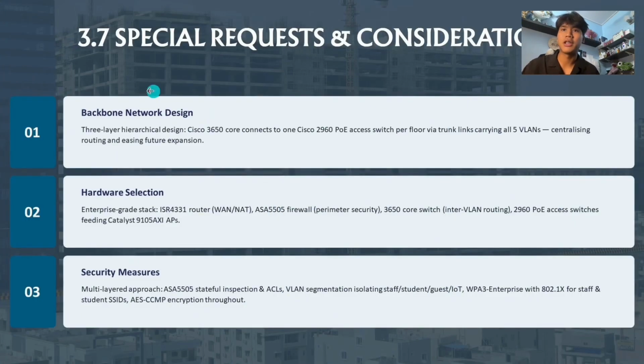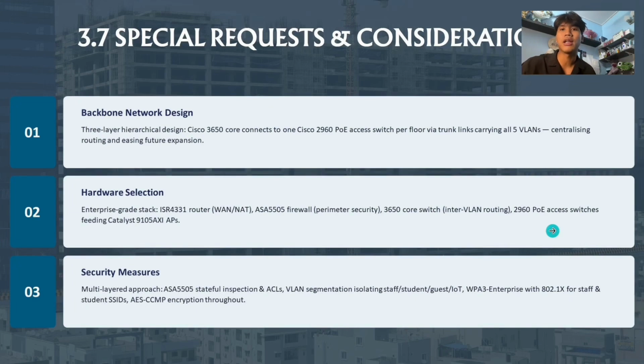Okay, now we go to the special considerations behind our design. First, the backbone uses a 3-layer hierarchical design, so routing is centralized and future floors can be added without a major redesign. Second is our hardware choices. The router, firewall, core switch, access switches, and access points were all enterprise grade to ensure reliability and performance.